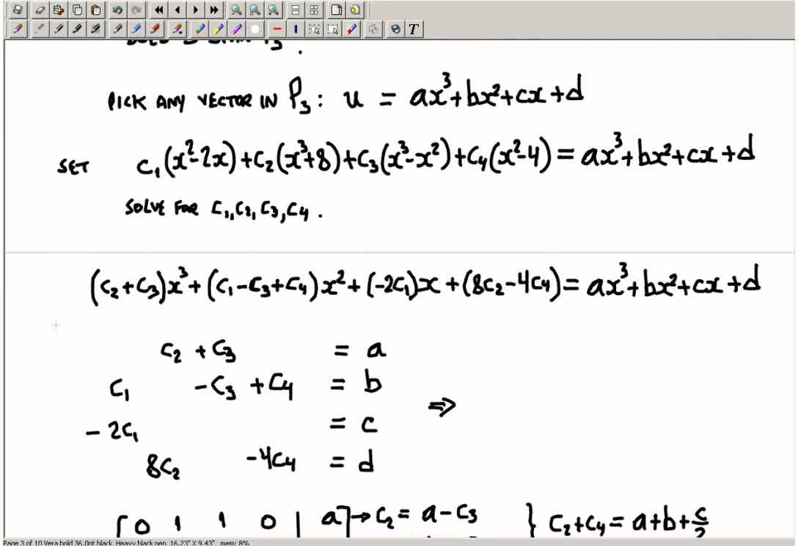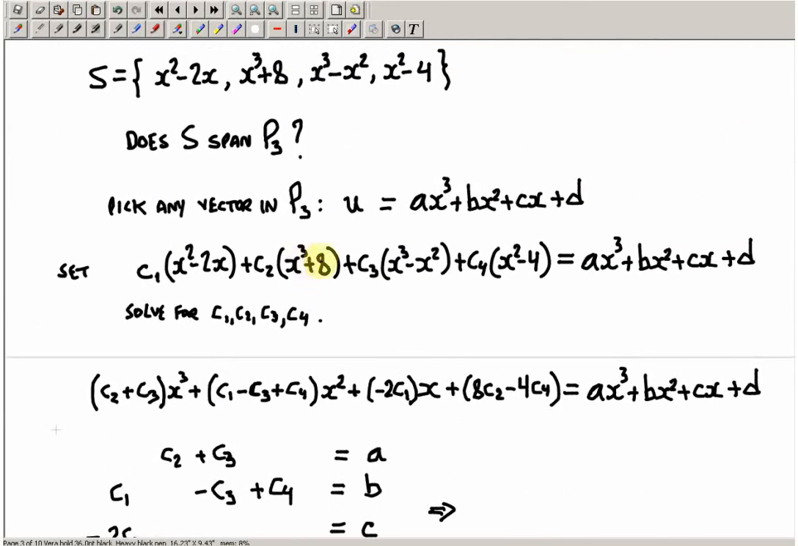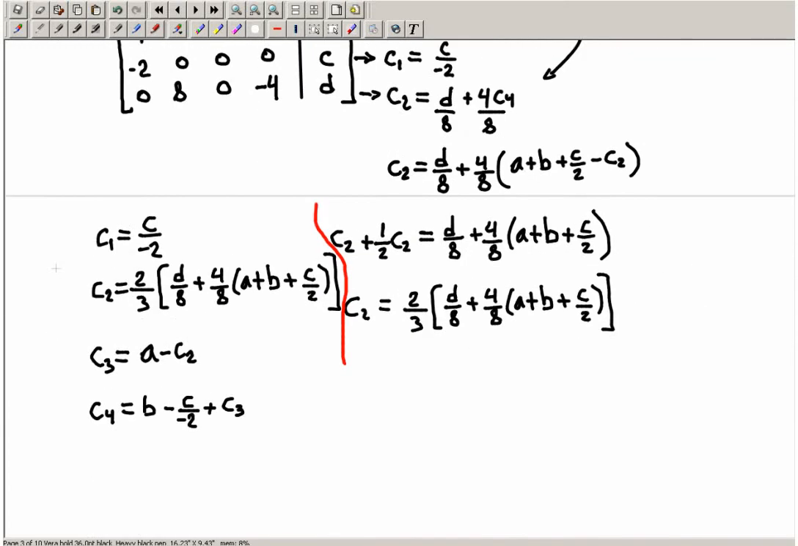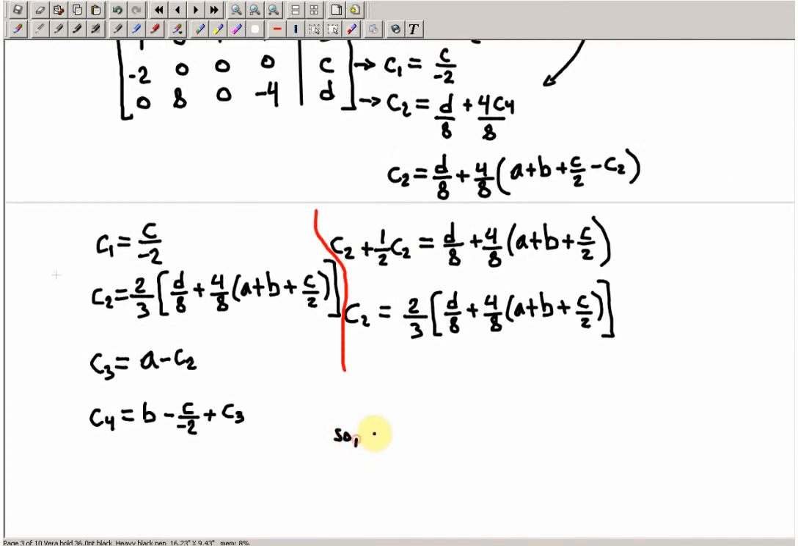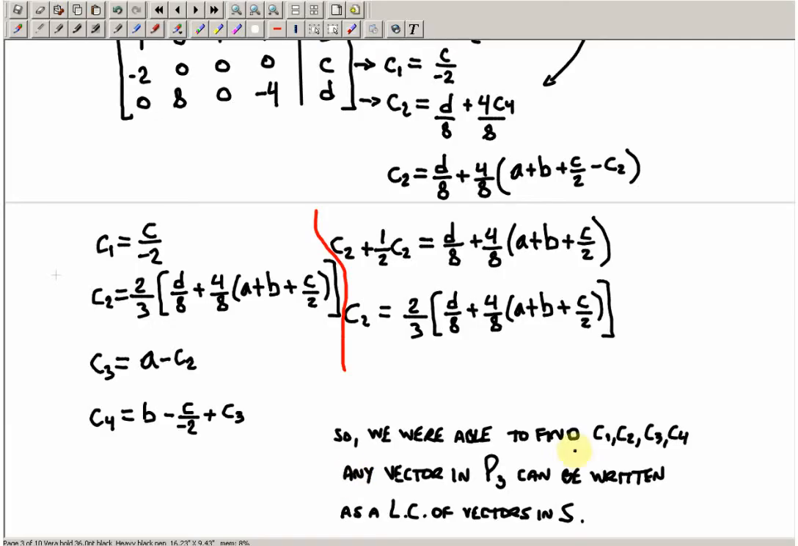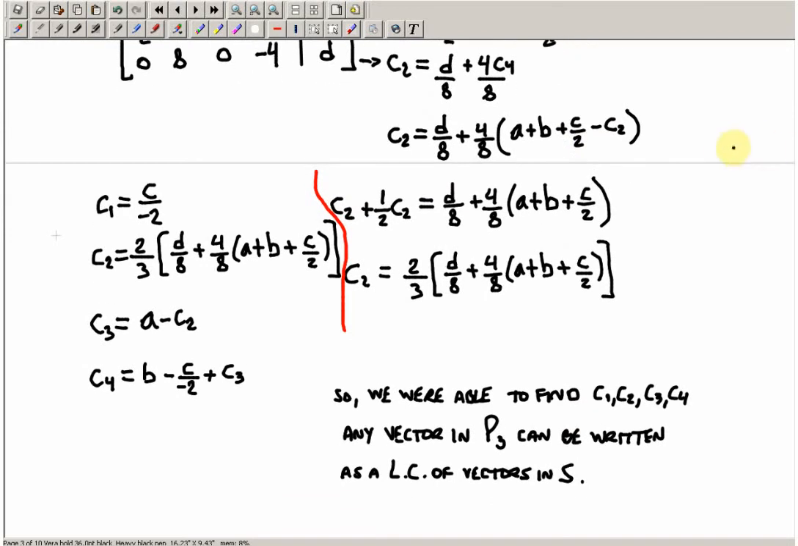So therefore, this was possible, okay? It was possible to solve for the C's. Therefore, any vector in P3 can be written as a linear combination of those 4 vectors. So we were able to find C1, C2, C3, C4. Therefore, any vector in P3 can be written as a linear combination of vectors in S. Okay, and that's the end of it.